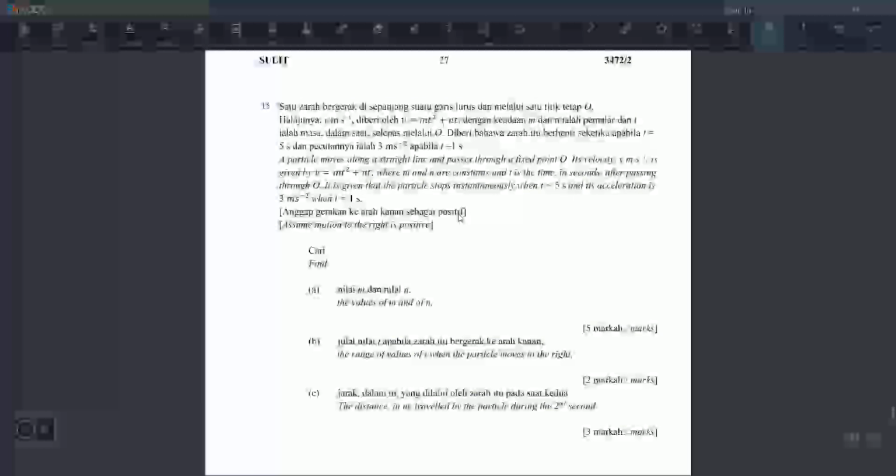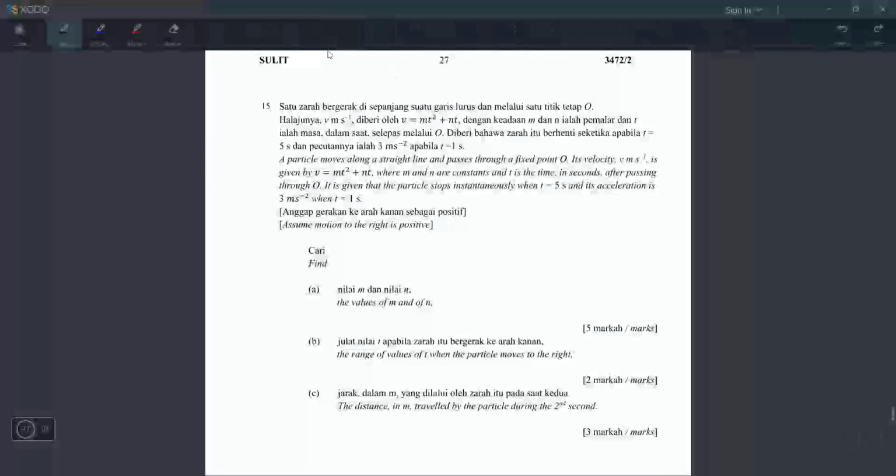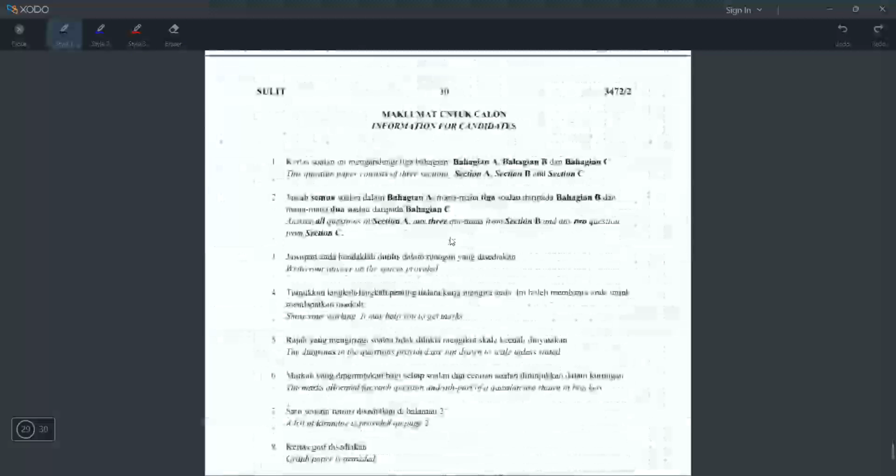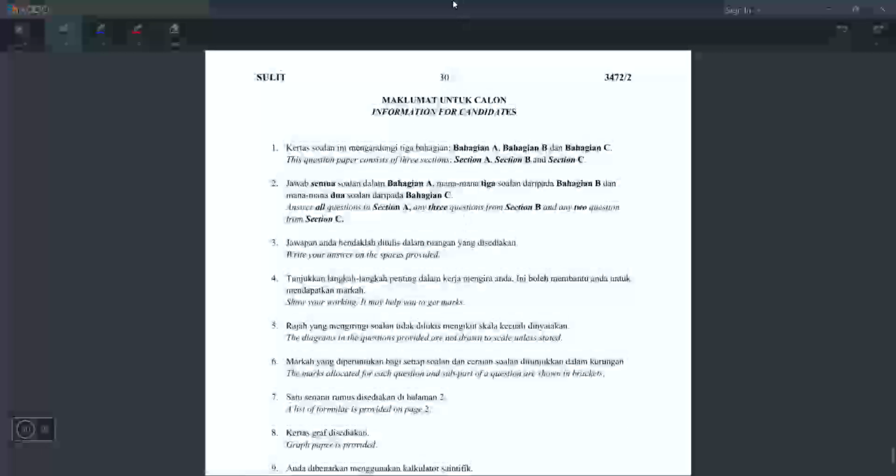Let's continue with question 15. Okay, 15 I won't do. 15 is the kinematics. This one I won't do. Okay. So yeah, let's finish already. So bye bye.